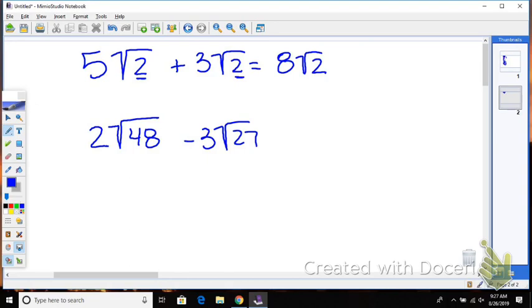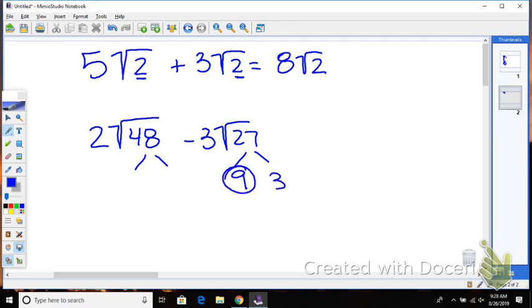What we're going to look at doing is simplifying these radicals before we put them together. So 48, I'm looking for two numbers that multiply to be 48, where one's a perfect square. And 27, I'm looking for two numbers that multiply to be 27. I would always start with the easier number, because that might give you a clue what's going on with the bigger number. So let's start with 27. What two numbers multiply to be 27? 9 and 3.